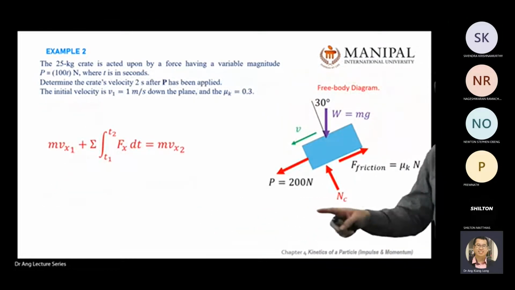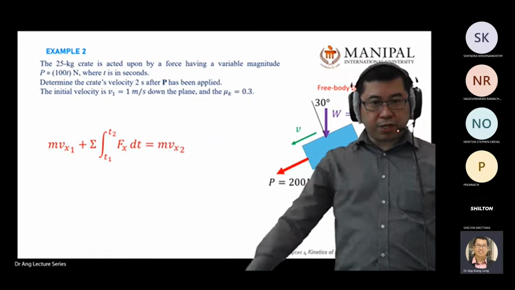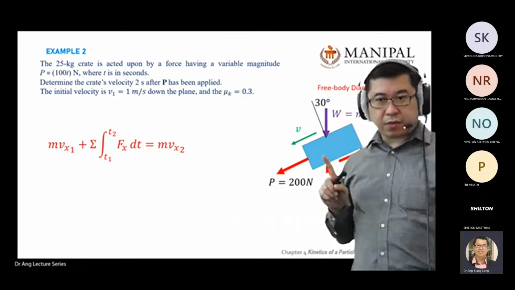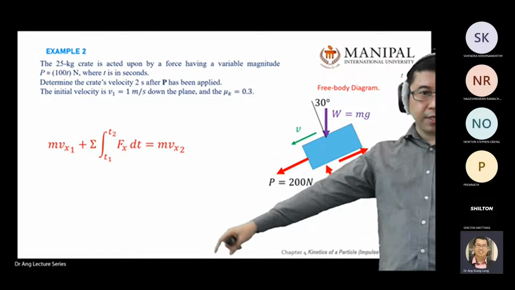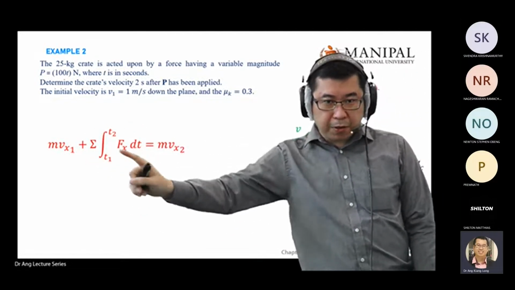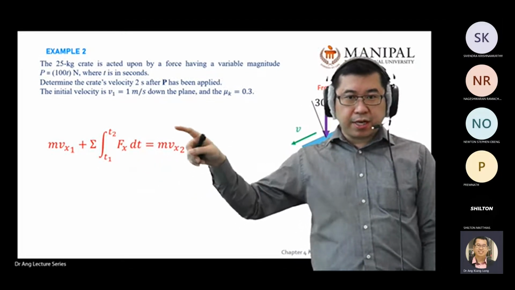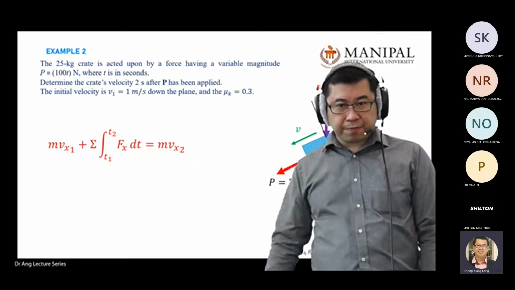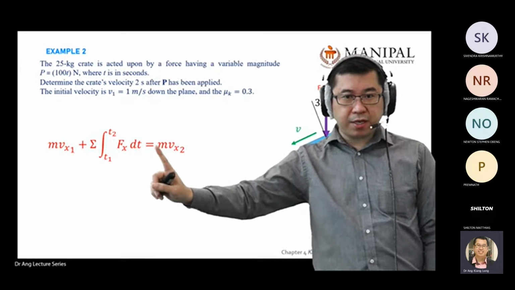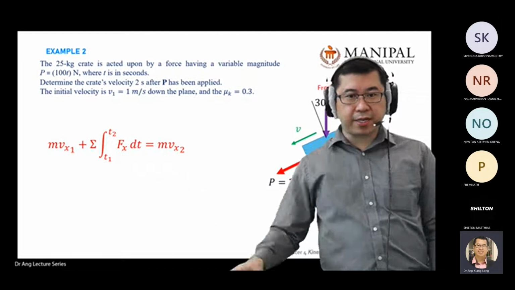You already know how to plot this one. So use the principle of linear impulse and momentum equation. In this case, we will use x and y directions. Momentum before, plus impulse because of the external force Fx, equals the momentum after. mv1 plus the sum of the integration of F dt equals mv2. In this case, I put in x and y directions.